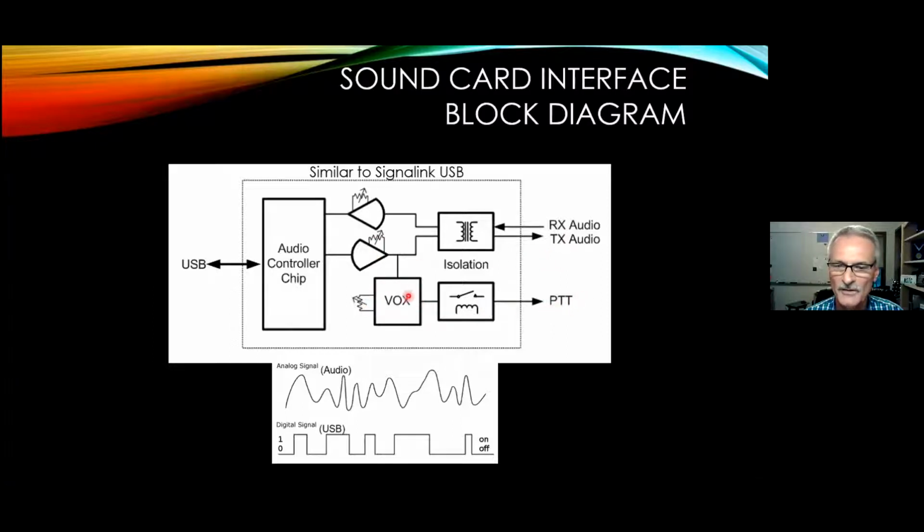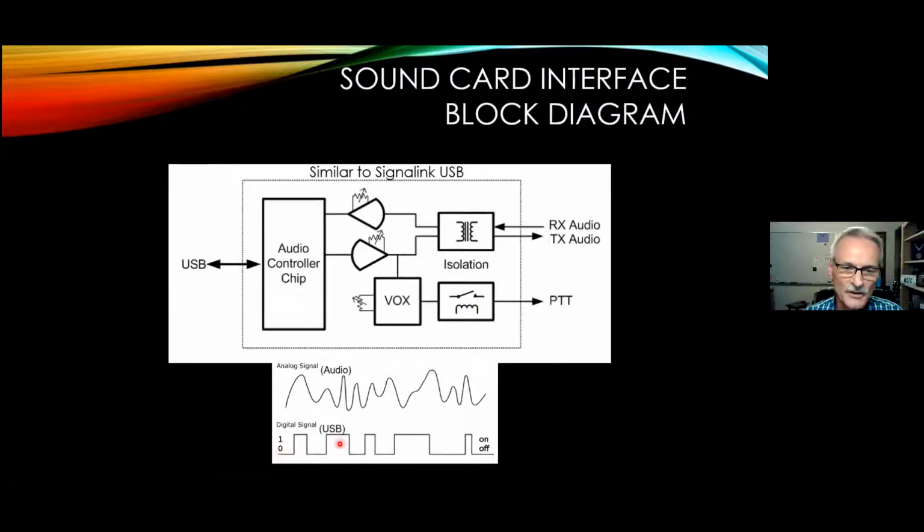Now, in the case of the SIGNALINK, we take one channel of the signal off of here, and we run it into a VOX circuit, voice operated transmit. So when it hears sound, essentially, it's going to fire off this relay inside there, which will be connected to the push to talk lead on your radio.